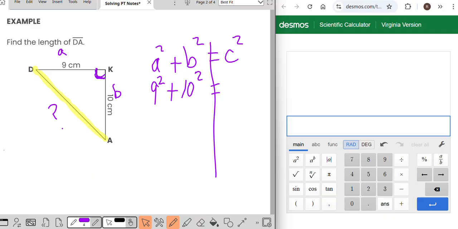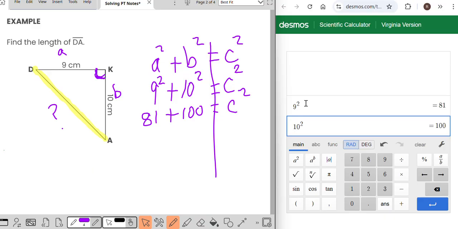You can call it X, whatever you want to do, but I'm just going to call it C squared because we're looking for C. So let's come over here to our calculator. 9 squared is 81. And plus 10 squared is 100. And that's going to equal C squared. All right? So let's add that 81 and that 100.